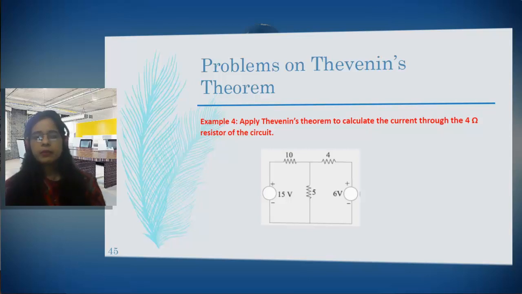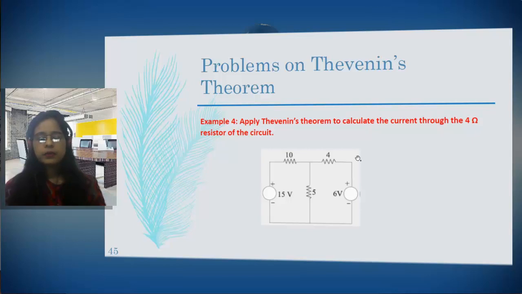Now apply Thevenin's theorem to calculate the current through the 4 ohm resistor of the circuit. Where is 4 ohm? This one is 4 ohm. So the current flowing through this 4 ohm is asked to be found out by using Thevenin's theorem. Again, Thevenin's theorem means there should be a single voltage source VTH and a single resistance RTH, right? And for calculating the load current, since we are asked to find the current through 4 ohm, this 4 ohm will be considered as the load resistance.